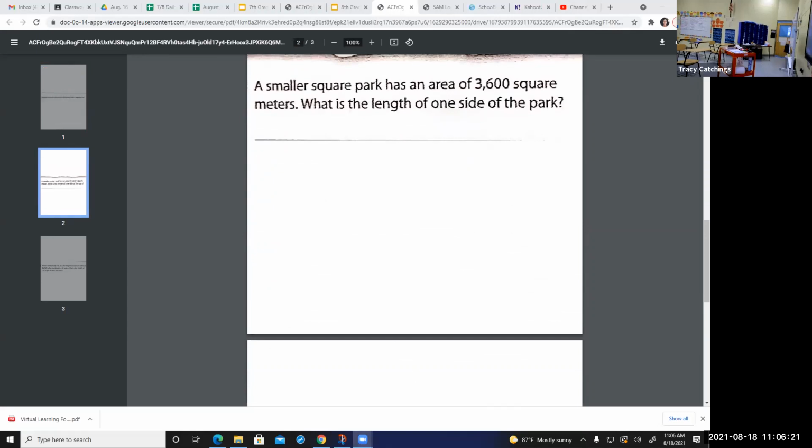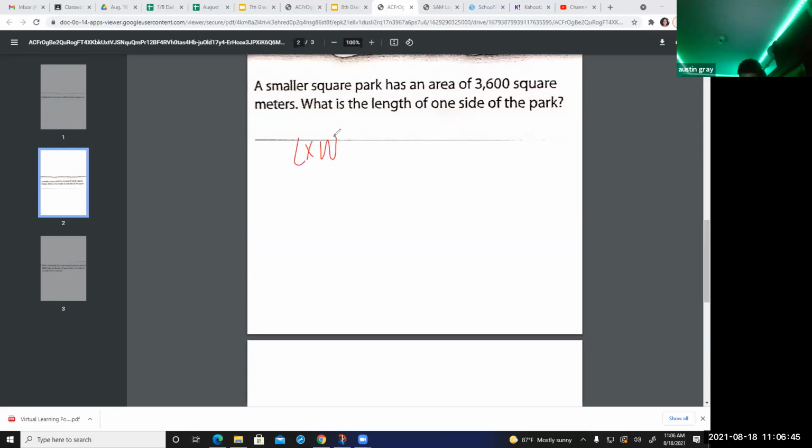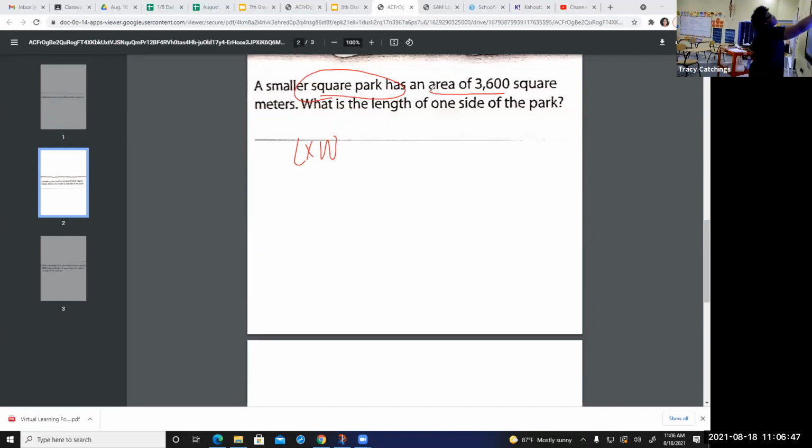All right, let's have a look at number 2. Number 2 reads, a smaller square park has an area of 3,600 square meters. What is the length of one side of the park? All right, you can unmute and talk to us, or you can type in the chat real quickly. Tell us what you were thinking on this problem. Length times width. All right, and Austin, you said length times width.